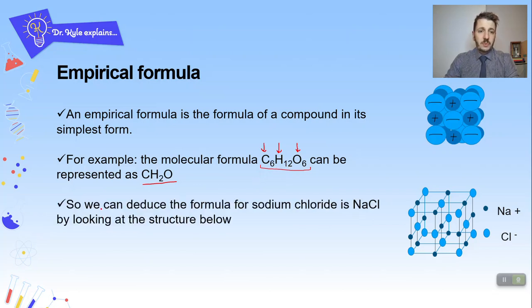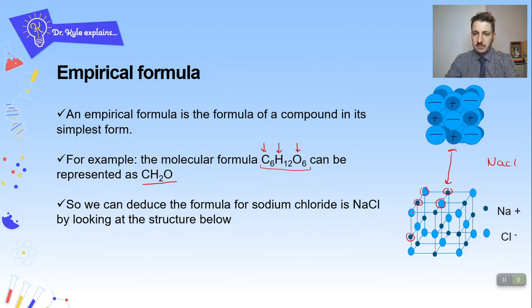So we can deduce the formula of sodium chloride, that it is NaCl, by looking at the structure below and the space-saving diagram. Looking at these two structures here, we can tell that the formula must be NaCl, because for every sodium you have one chlorine.